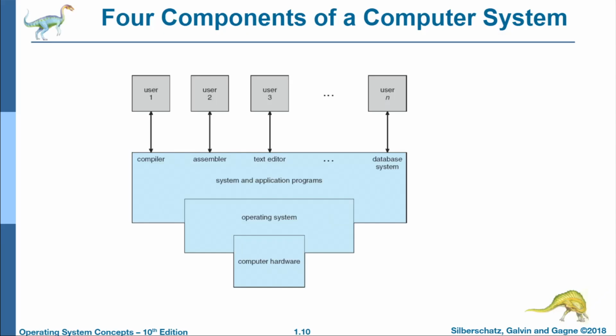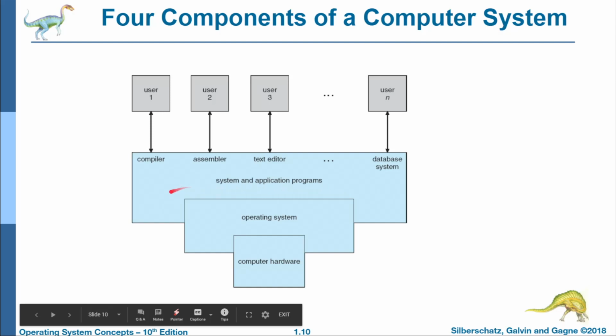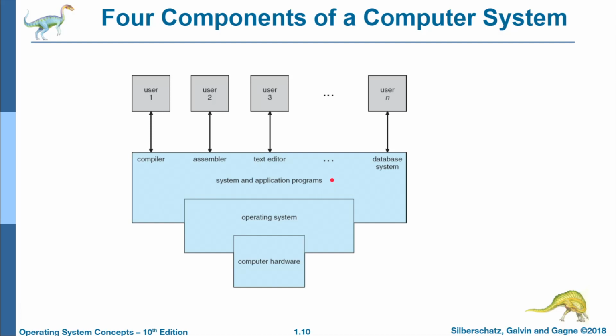So at this point, we've come to the conclusion that we need to have this operating system. The operating system acts as an intermediary between the computer hardware, specifically CPU and memory at this point, and the system applications and application programs that run in the user mode or the unprivileged mode to accomplish tasks that the user needs done, like compiling or editing text or perhaps managing a database system.